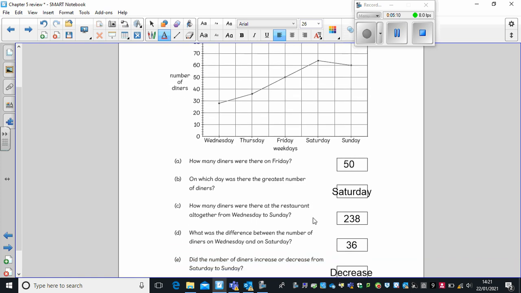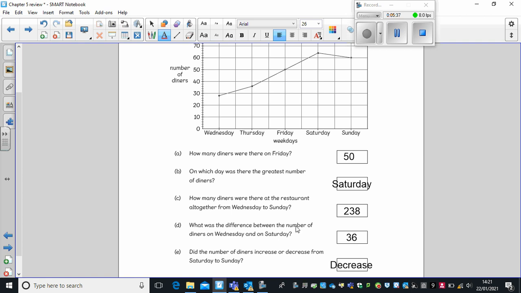And then question C, how many diners were there at the restaurant altogether from Wednesday to Sunday? So we need to add Wednesday's total, which is 28, Thursday's, which was 36, Friday's, which was 50, Saturday's, which was 64, and Sunday's, which was 60. And if we add all of those up, it equals 238. What was the difference between the number of diners on Wednesday and Saturday? So the difference means that we need to work out what the difference is between Saturday and Wednesday. On Saturday, there were 64 diners, and on Wednesday, there were 28 diners. So if we do that as a subtraction, it means that there is a difference of 36.